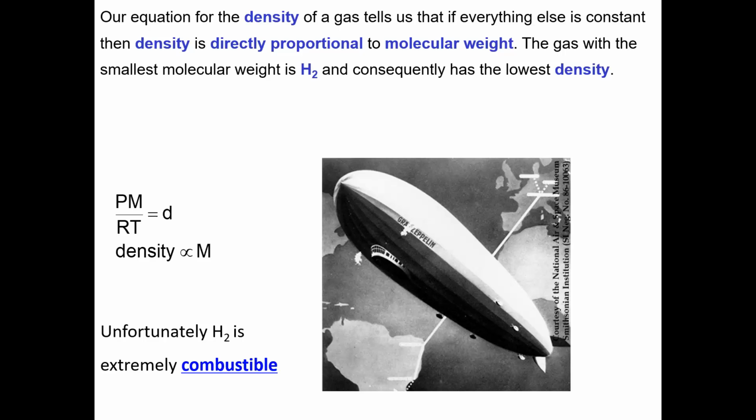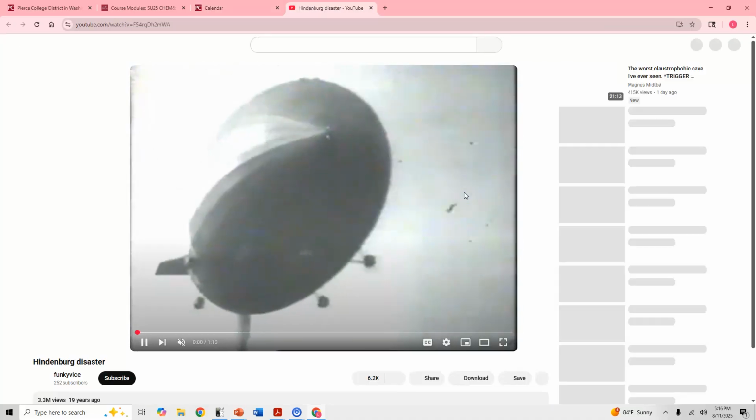So our equation for the density of a gas tells us that if everything else is constant, then density is directly proportional to molecular weight. And so the gas with the smallest molecular weight is hydrogen, and consequently that gas has the lowest density. So it's for this reason that hydrogen was chosen to fill balloons way back in the early days of ballooning. Now, of course, there's a slight problem because hydrogen is really, really combustible, and I've got a little video that'll show you this.